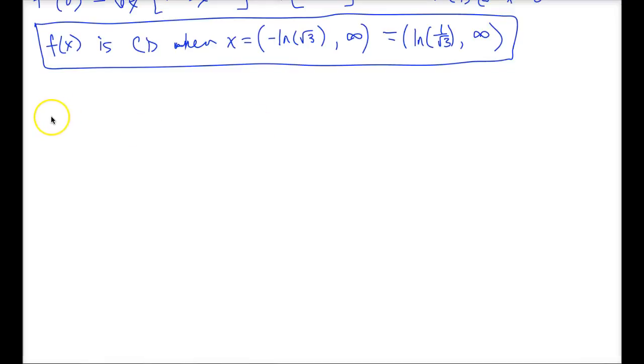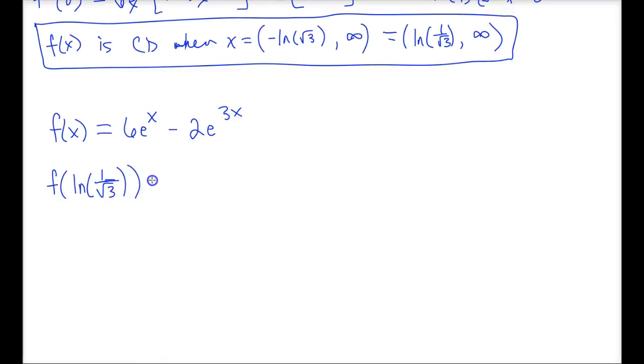All right, so if we recall, our original function is just 6e to the x minus 2 times e raised to the 3x. And so knowing that, we are going to now plug in f of natural log of 1 divided by square root of 3. And this will be 6e raised to the natural log of 1 divided by square root of 3 minus 2 times e raised to the 3 times natural log of 1 divided by square root of 3.